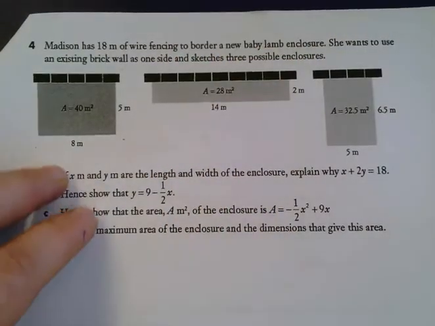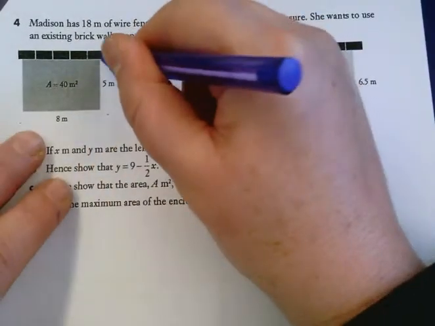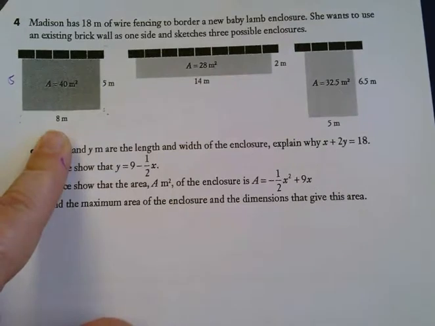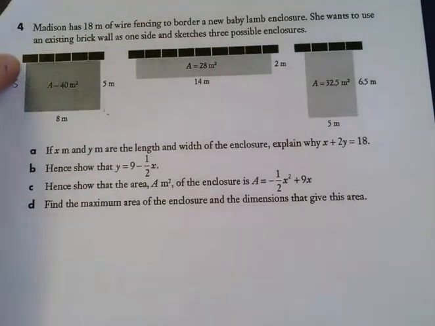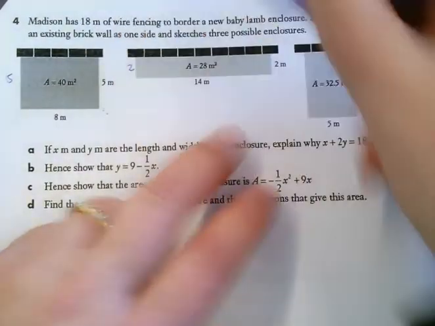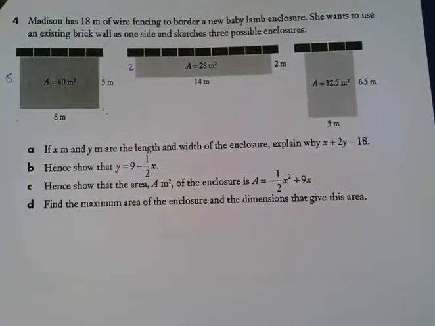Now again, we've got 18 meters of fencing. Let's look at this first example. You can use 5 meters there, 8 there. This would also be 5. 5 and 5 is 10 plus 8 is 18 meters of fencing. Obviously, we can build a bigger enclosure because we've already got the existing brick wall on one side. This one is 2, that's 2, that's 4 and 14. That's also 18 meters of fencing.